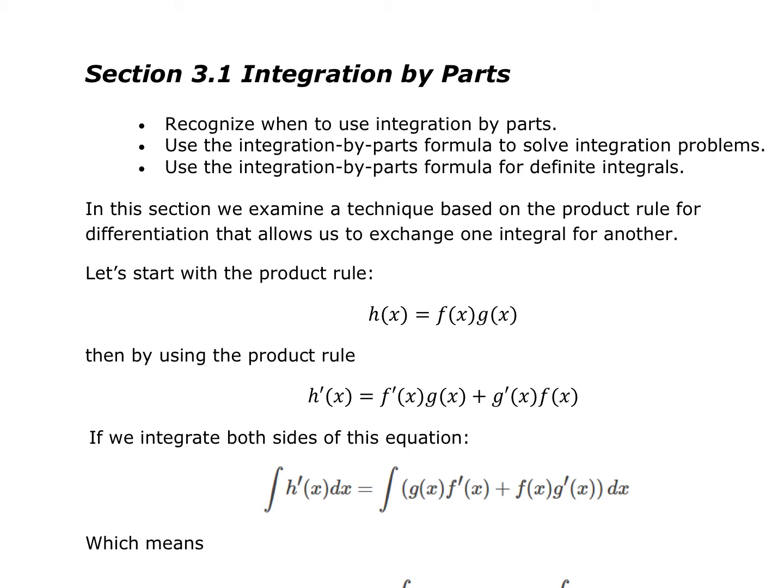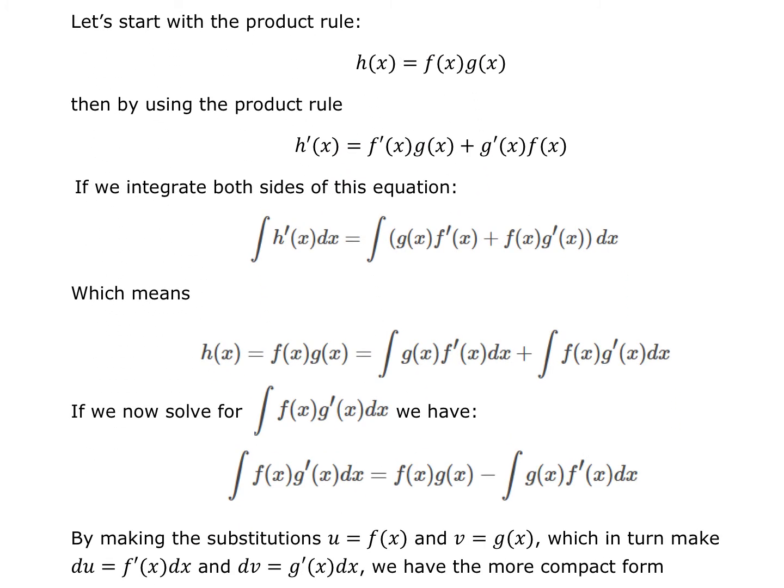So we know with the product rule that if we have the function h of x, which is the product of two other functions, f of x and g of x, when we do the derivative of h of x, it becomes the derivative of the first function multiplied by the second plus the derivative of the second function multiplied by the first. Now, if we were to integrate this, g of x f prime of x plus f of x g prime of x dx, that means that h of x, if I were to undo this integration, so the antiderivative of h prime of x is h of x, which is equal to f of x times g of x, which is the integration.